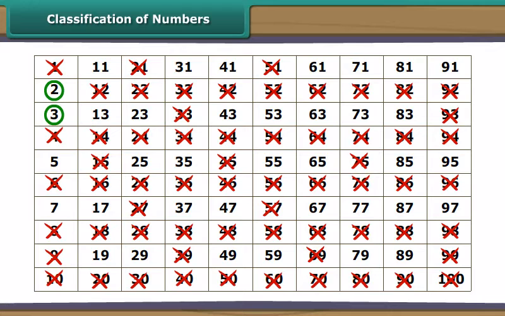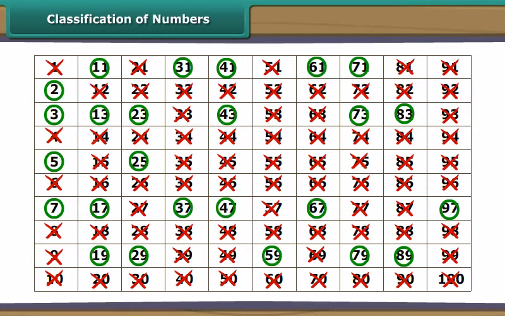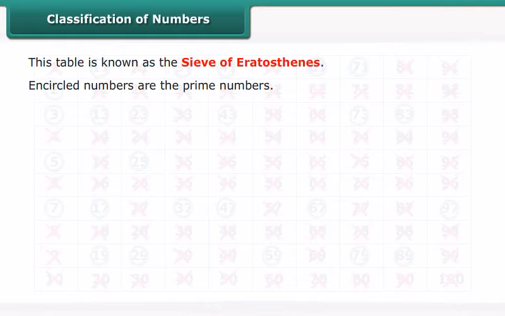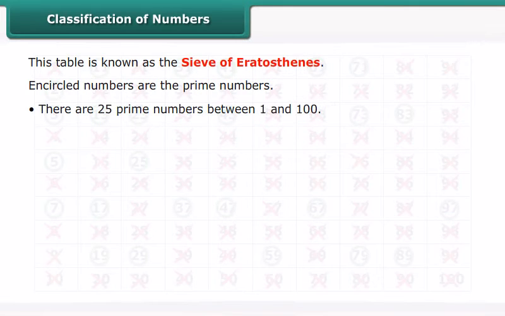We proceed till we have drawn a cross or a circle around all the numbers from 1 to 100. This table is known as the sieve of Eratosthenes. The encircled numbers are prime numbers. There are 25 prime numbers between 1 and 100.